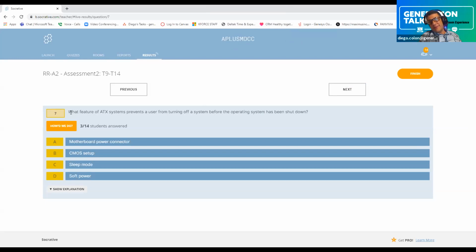Next one here. Benjamin, help me out on this one. What feature of ATX systems prevents a user from turning off a system before the operating system has been shut down? I chose soft power. Soft power. That is correct.